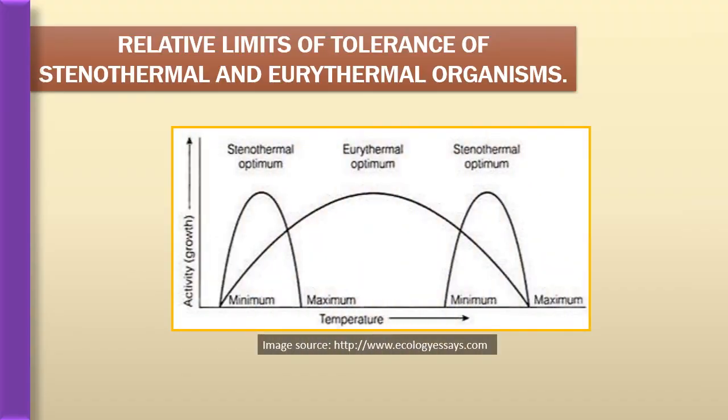This slide clearly describes the relative limits of tolerance of stenothermal and eurythermal organisms. In stenothermal organisms, minimum, maximum and optimum lie closer to one another, so that a small shift in temperature has a large effect, which might have little effect on eurythermal species. The reverse occurs in eurythermal organisms, where minimum, optimum and maximum lie far away from one another.